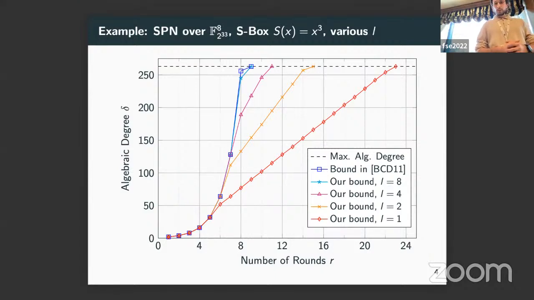Maybe 2 important points to note here. So first of all, you can see that there are potentially 2 phases of algebraic degree growth. There's a phase of exponential growth for the beginning number of rounds, followed by a phase of linear growth for the remaining number of rounds. Our bound helps to quantify these 2 phases.